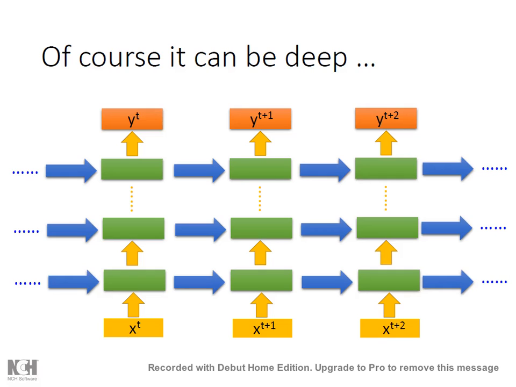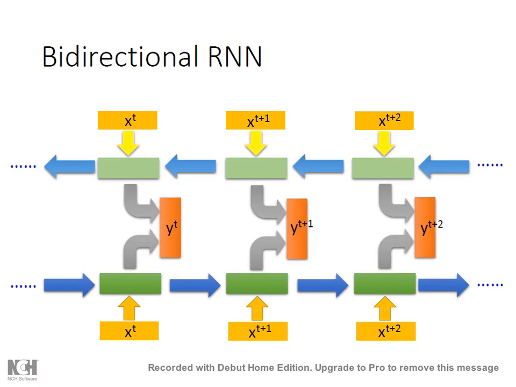Of course, it can be deeper, and it can be very deep, like this. See, we have many layers. Each layer has its memory. And here's another one called bidirectional, like this. Also getting more and more complicated.